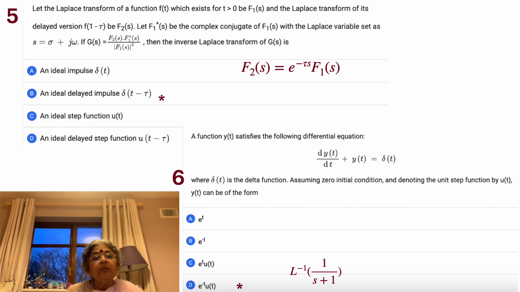So what do we do? We realize that F1(s) and F2(s) are connected by e raised to minus tau s. Okay, so let F1(s) be the complex conjugate of F1(s).